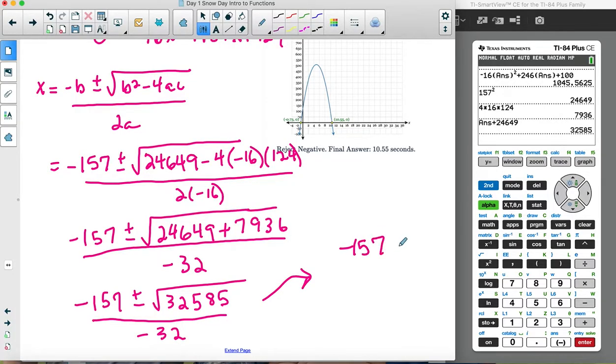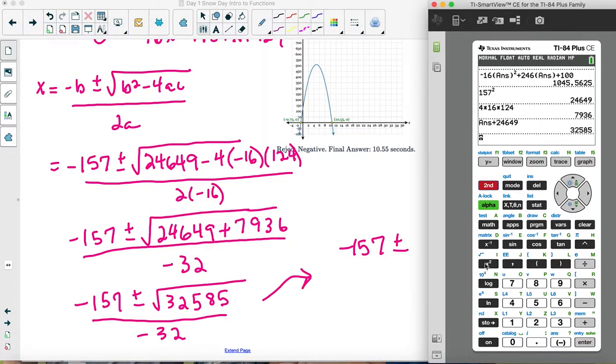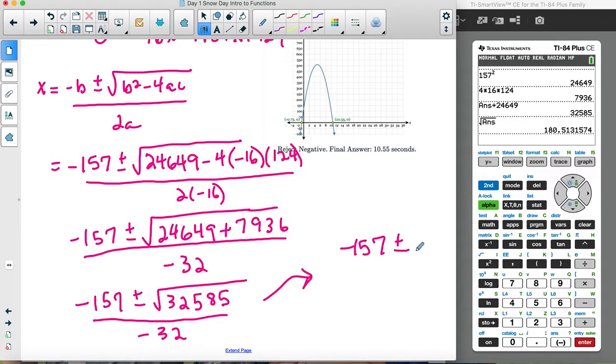So now I have negative 157 plus or minus. I want to square root this. So second square root, second, my answer. I love that feature. So now I have this ugly decimal. So you know what I'm going to do? Because this is an ugly decimal, I am going to actually leave it in this form. Ready? And now watch what I'm going to do because of the rounding. So I'm not going to round it.